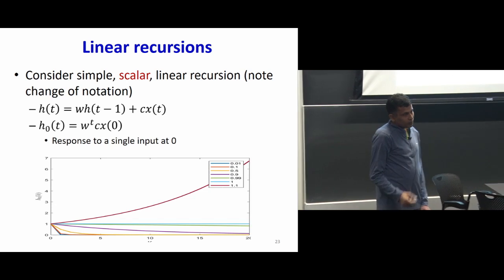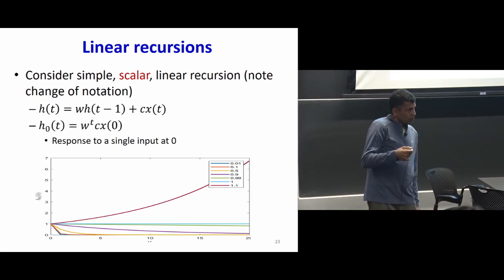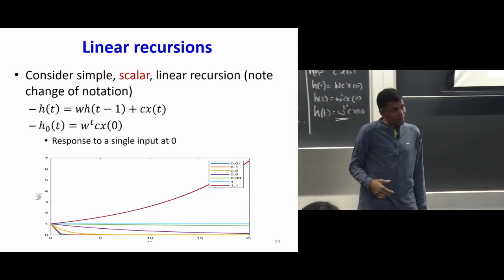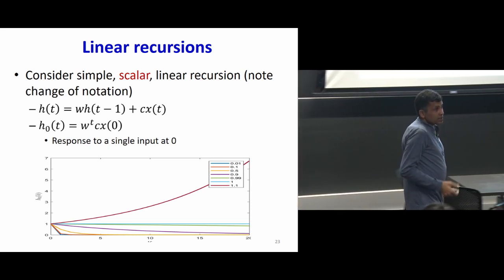So now, is this really the kind of response that we want? Do we want the thing to forget? Now, what does this mean if W is falling off with time? That means it's forgetting, right? What does it mean if it's exploding? The system is unstable.